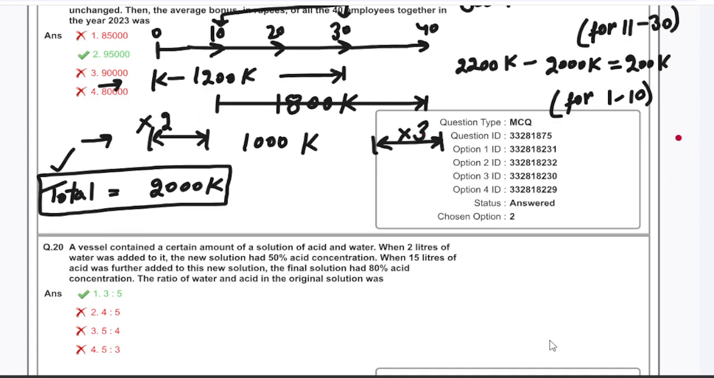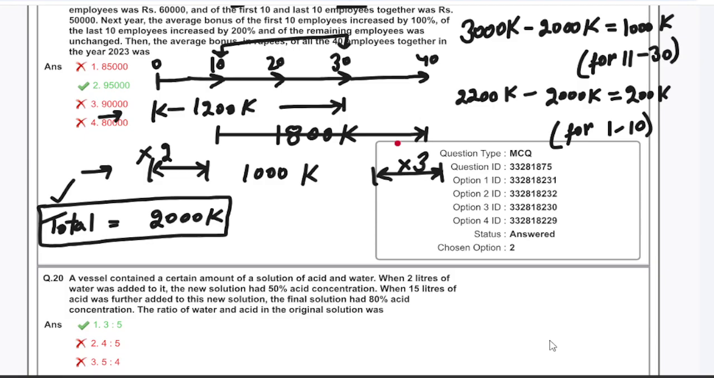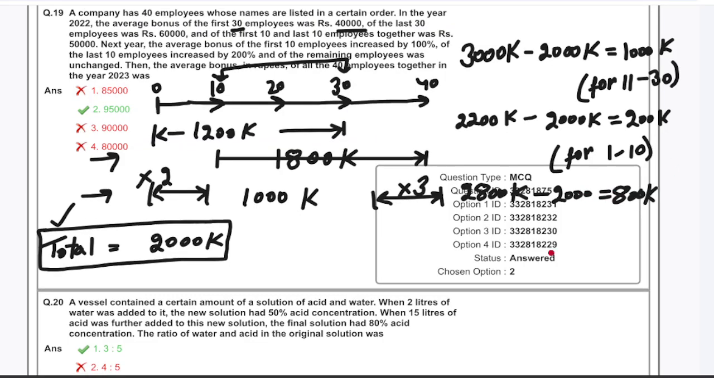Now, if we take the last one into count, that means the second and third line, we got 1000 plus 1800, 2800k minus 2000k. Now, what exactly we get? 800k. And this is for 31 to 40. Now, we can find out the average very easily.